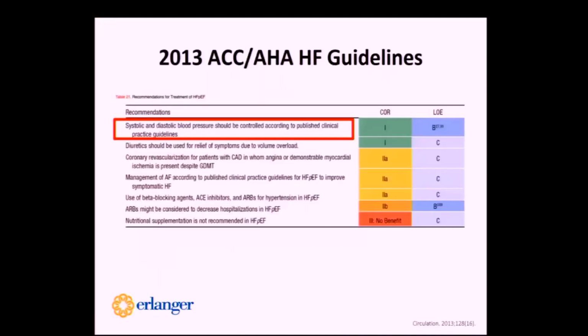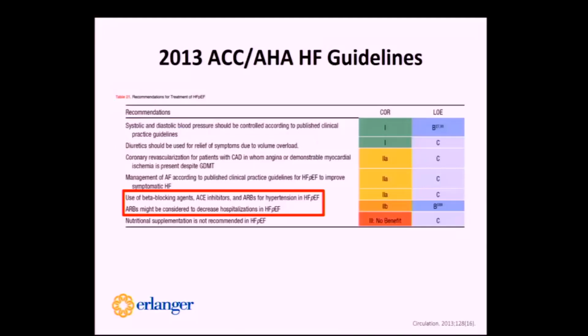So just looking at what we do know about this disease state, in 2013, we have the ACC-AHA heart failure guidelines. They recommend treating systolic and diastolic blood pressure according to practice guidelines. Diuretics could be used if symptom relief is needed due to volume overload. And they recommend maybe using beta blockers, ACEs, ARBs, if needed to treat hypertension, but they shouldn't necessarily be added like GDMT is added to heart failure with reduced ejection fraction. And they say ARBs might be considered to decrease hospitalization in heart failure with preserved ejection fraction.